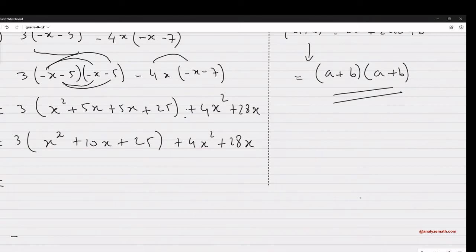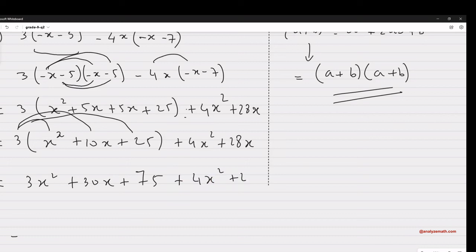Good. Now let's distribute the 3 over here. So 3x². 3 multiplied by 10x, that gives me 30x. And then 3 by 25, that gives you 75, plus 4x² plus 28x.